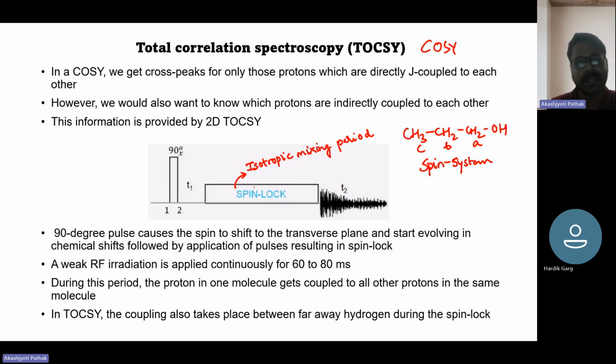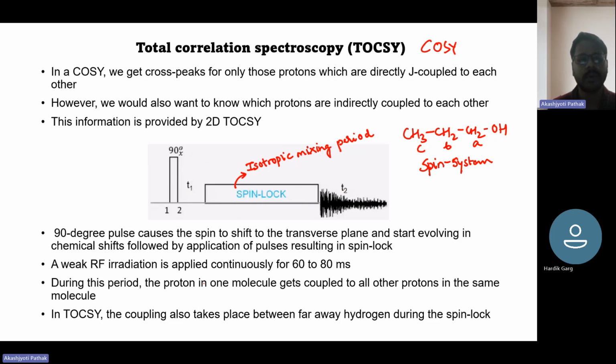In the spin lock period, a weak radio frequency irradiation is applied continuously for 60 to 80 milliseconds. So in the spin lock period, a weak RF irradiation is applied for a very long time, while in the 90-degree pulse sequences, the RF irradiation was applied for a very short time, in microseconds. In this spin lock period, it is applied for a long time in the range of 60 to 80 milliseconds. So how does this weak RF irradiation help?